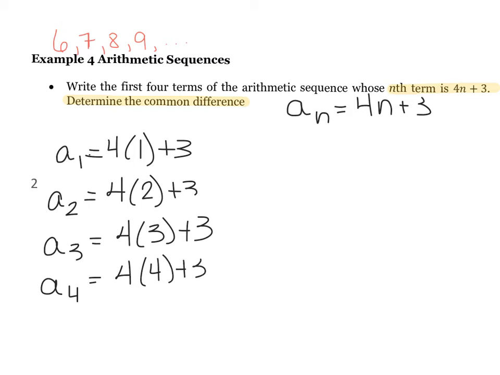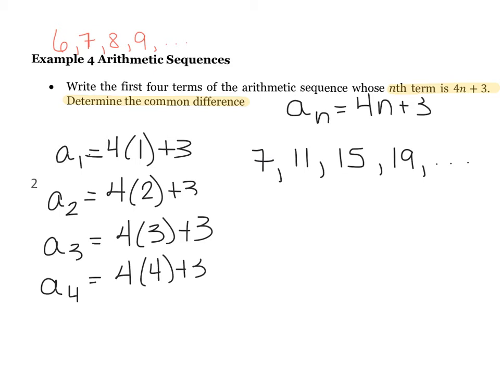So that means that I've got 7. What do we got here? 4 times 2 is 8, and 8 plus 3 is 11. 12 plus 3 is 15. 16 plus 3 is 19. All right, so I've got the first 4 terms.